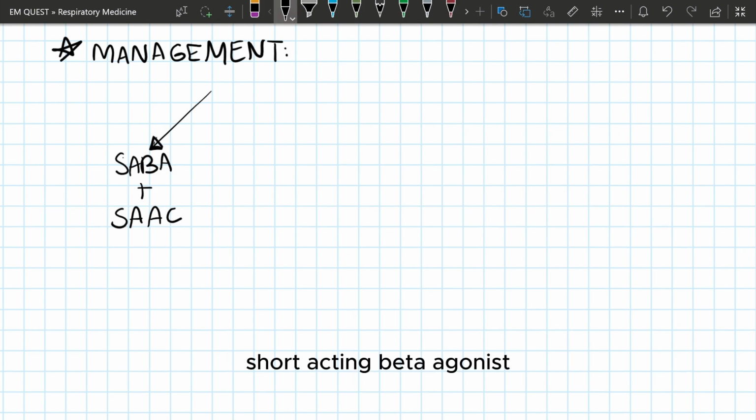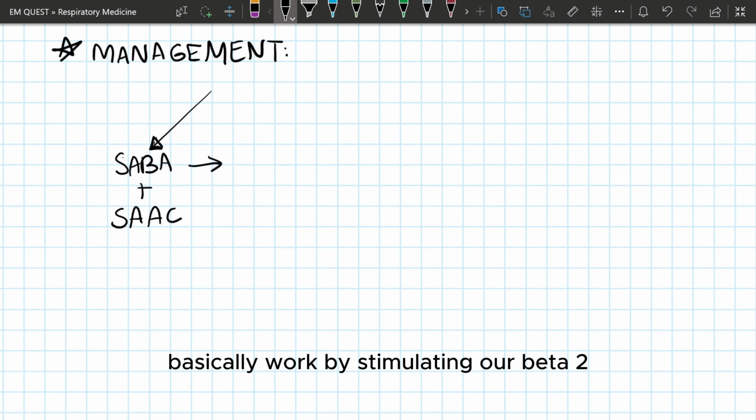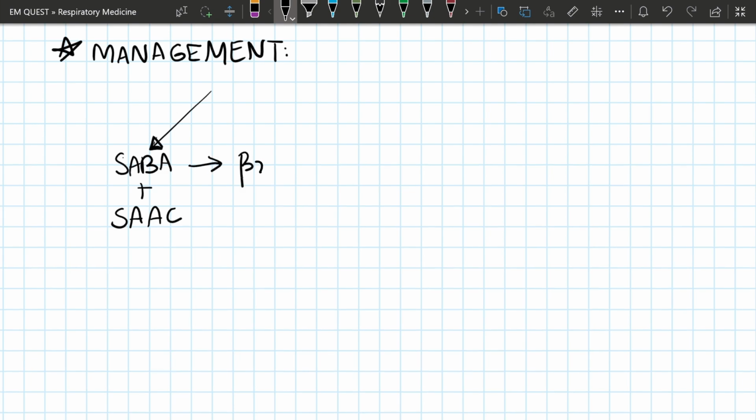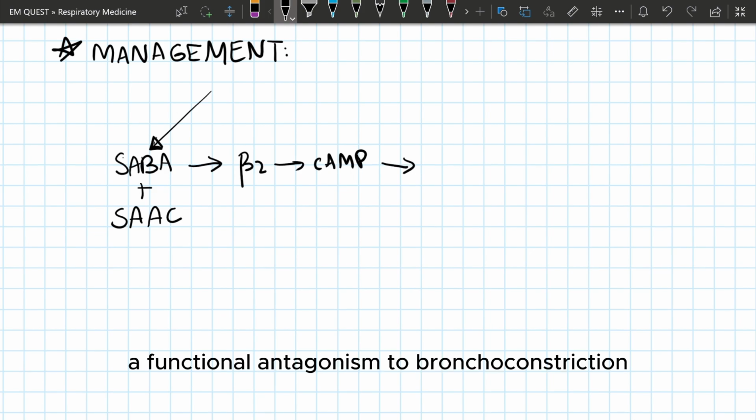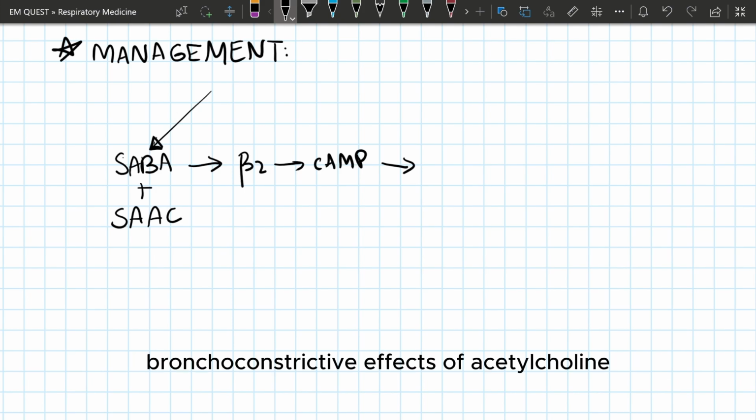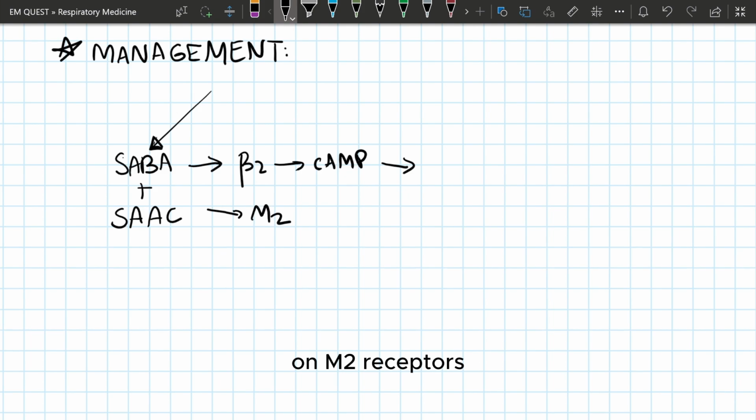Short-acting beta agonists basically work by stimulating our beta 2 adrenergic receptors and that increases cyclic AMP, and this mechanism produces a functional antagonism to bronchoconstriction. Short-acting anticholinergics basically prevent the bronchoconstrictive effects of acetylcholine on M2 receptors.